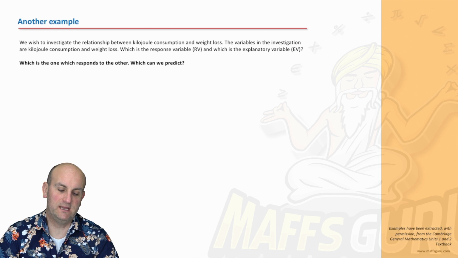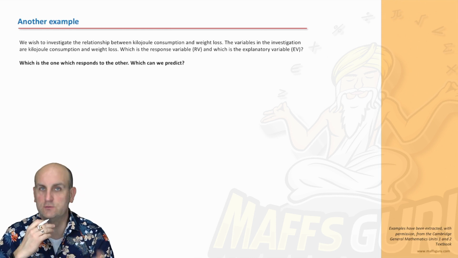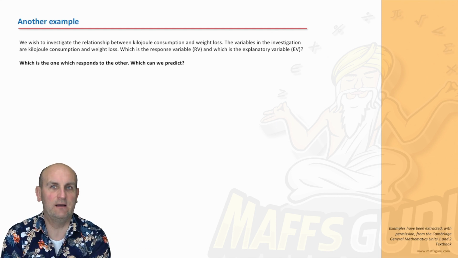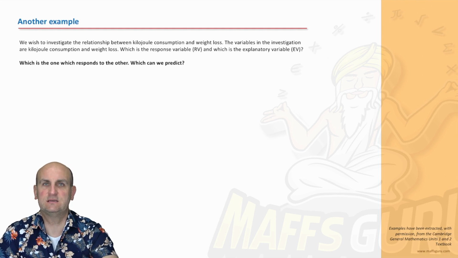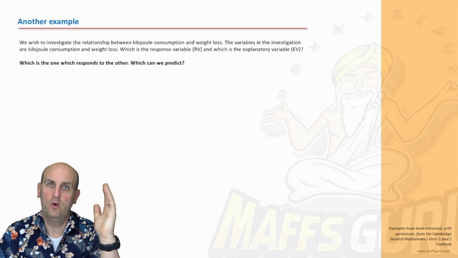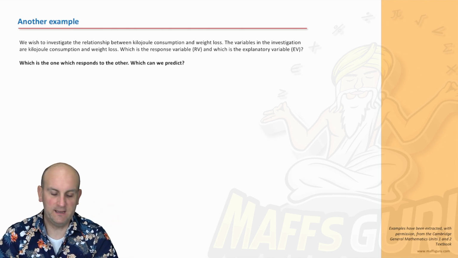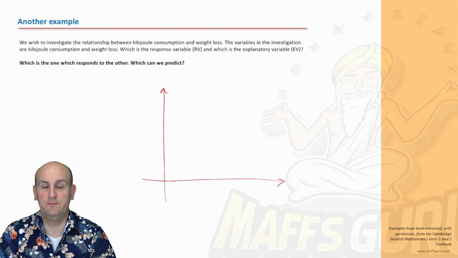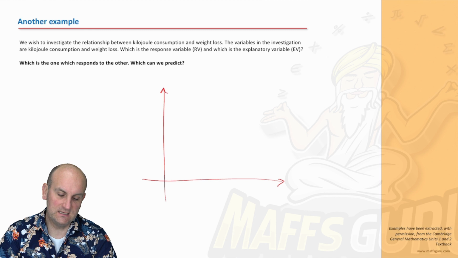We wish to investigate the relationship between kilojoule consumption and weight loss. Kilojoule consumption is obviously how much you eat in comparison to weight loss. And again, when you say it out loud, it sort of makes sense. Am I going to relate how much I eat and my weight loss, or am I going to look at my weight loss in comparison to what I eat? To be honest, the biggest arguments I've had are with this particular thing, because sometimes you can trick yourself into believing the other way is true. But let's see what comes up.